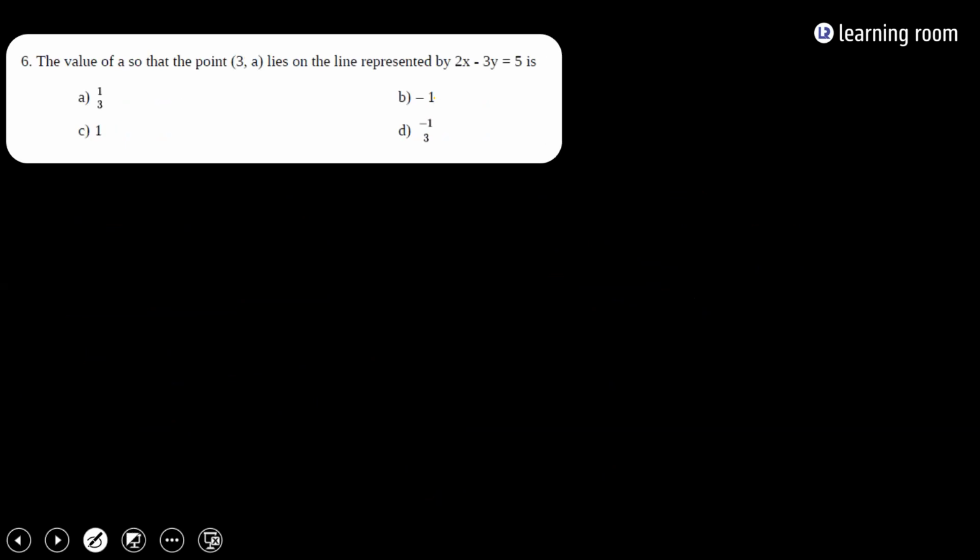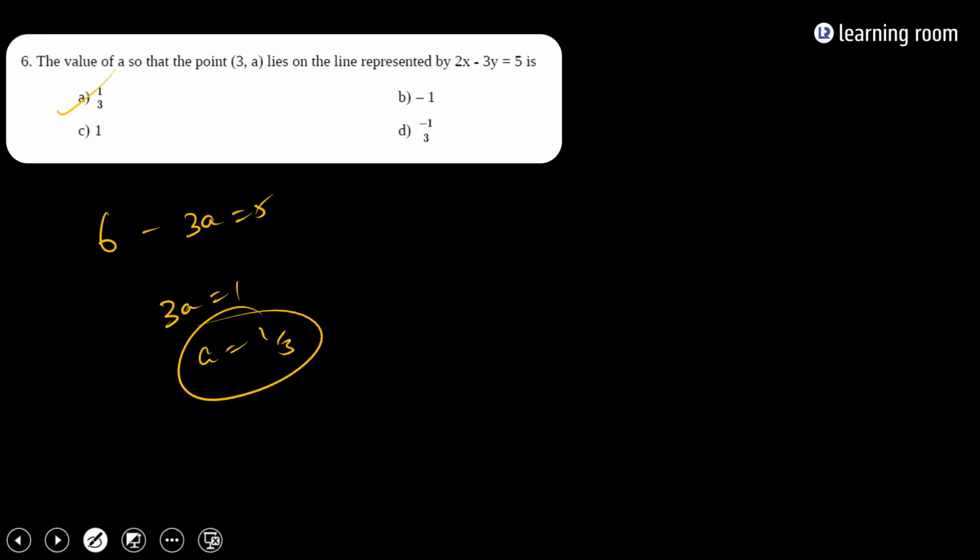So the value of a so that the point 3 comma a lies on the line represented by 2x minus 3y is equal to 5. Simple. It's like substitute it and find. So how will you do? 6 minus 3a is equal to 5. So 3a will be equal to 1. A will be 1 by 3.